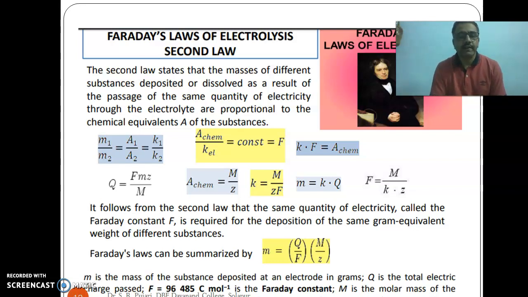So you can summarize Faraday's law as mass equals Q by F into capital M by Z. If you merge both these laws of electrolysis together, you can summarize this as: the mass of the substance deposited at an electrode in grams is Q upon F, that is the total electric charge passed, divided by the Faraday constant, multiplied by capital M, the molar mass of that substance, divided by the valency of that substance.